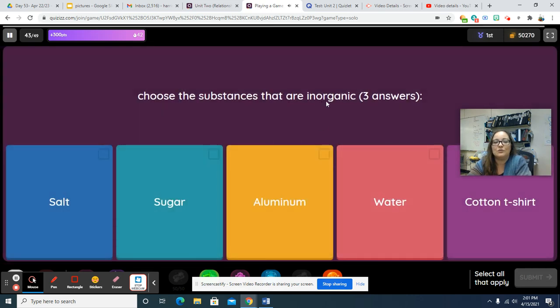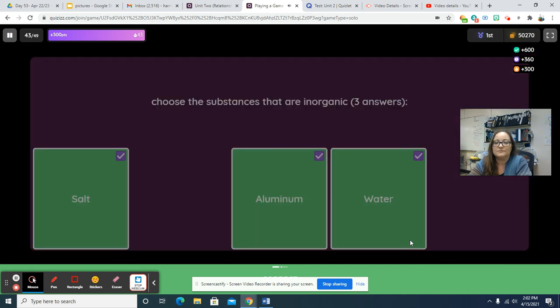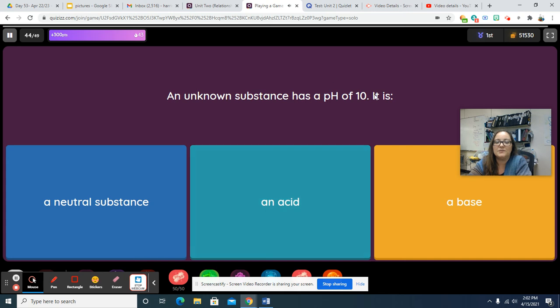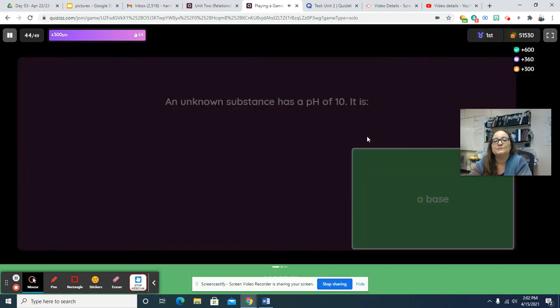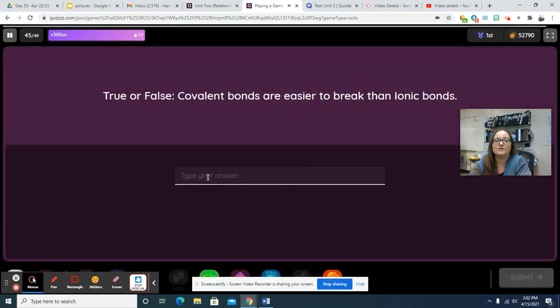Substances that are inorganic, so the things that are not alive, not made from living things. So salt, aluminum, and water are all inorganic. An unknown substance has a pH of 10, so it is 0 to 6 is acid, 8 to 14 is a base. True or false? Covalent bonds are easier to break than ionic bonds. That is true.